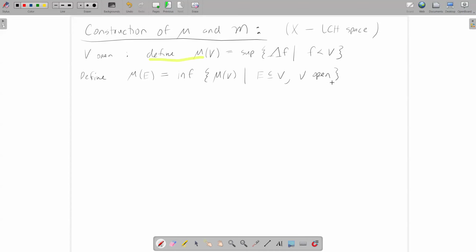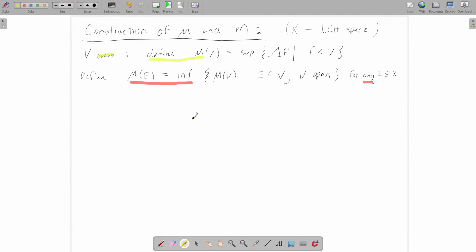Okay. And this is for any subset, any E contained in X. So this definition will apply to any subset. I'll actually do this here. A little color coding for you. All right, so that applies to any subset.